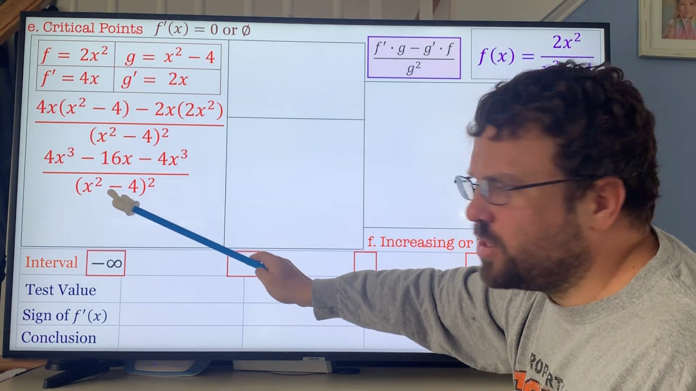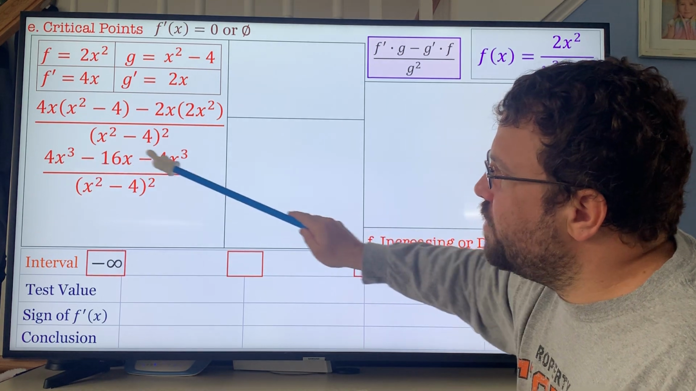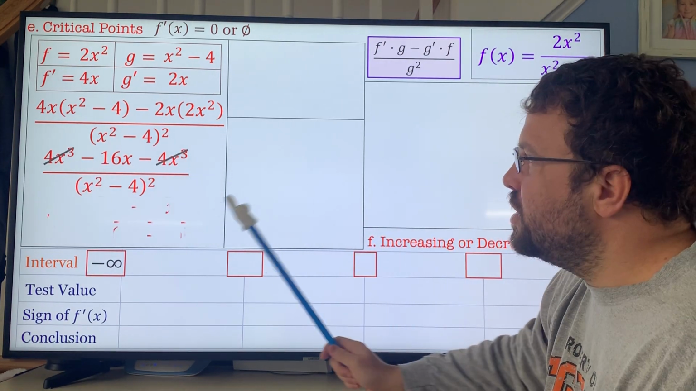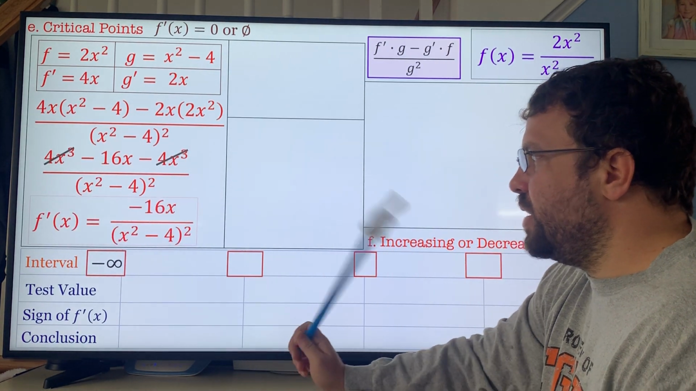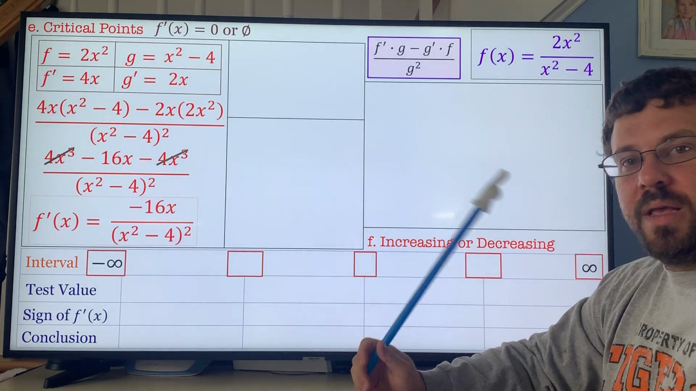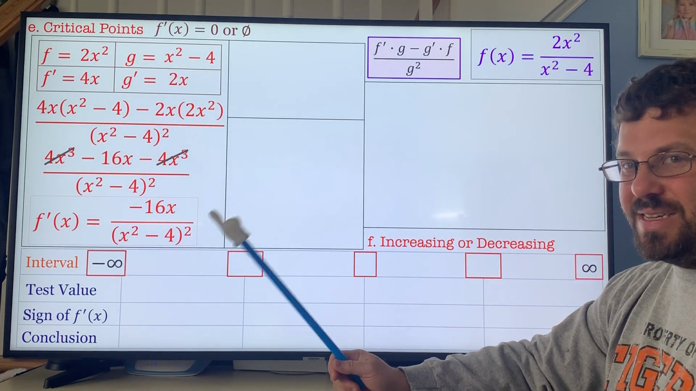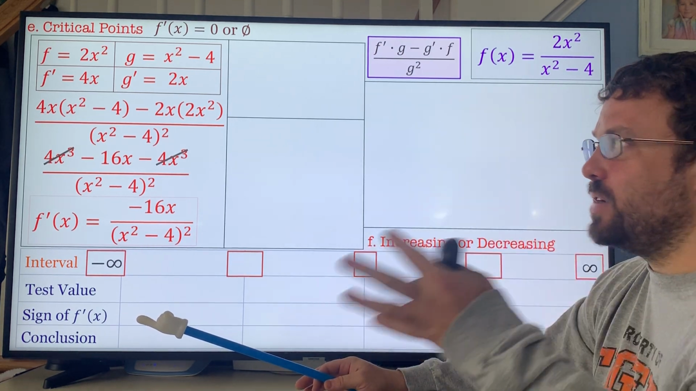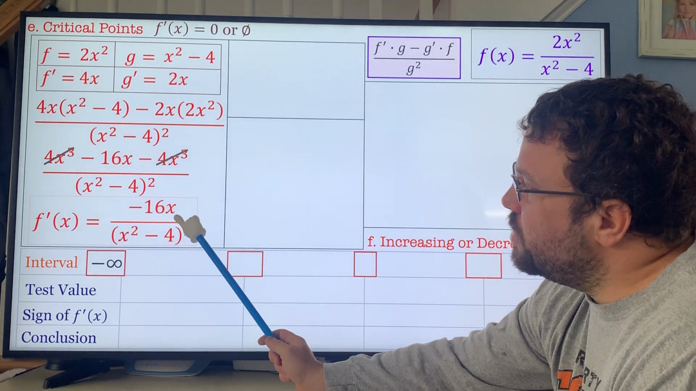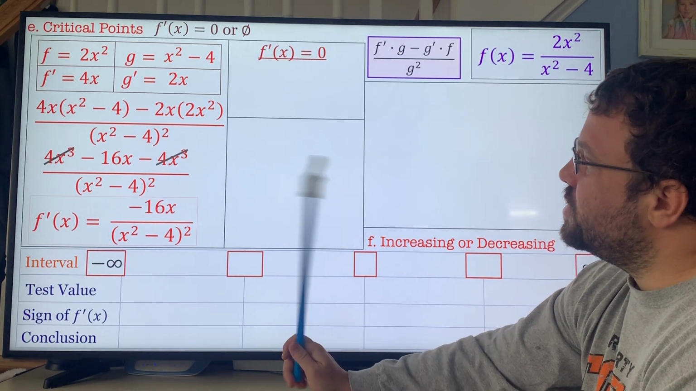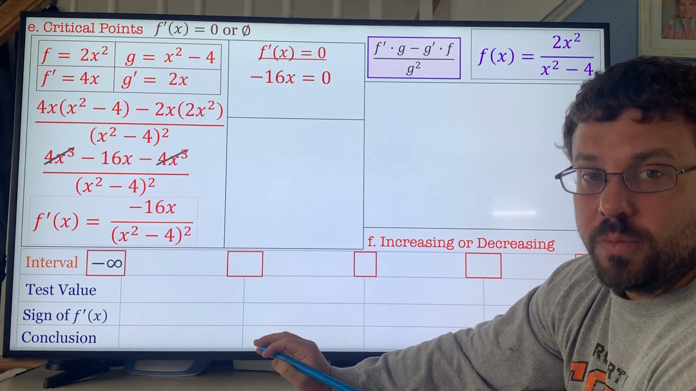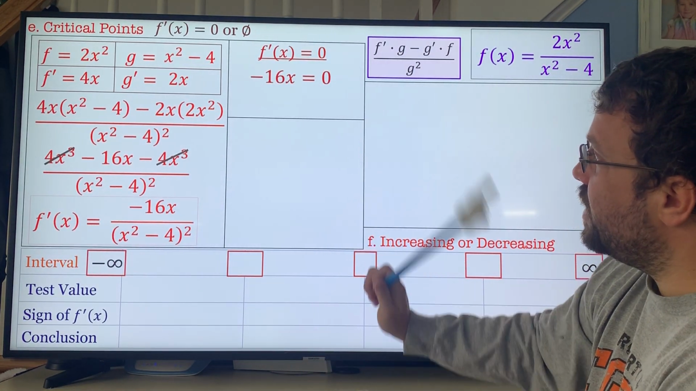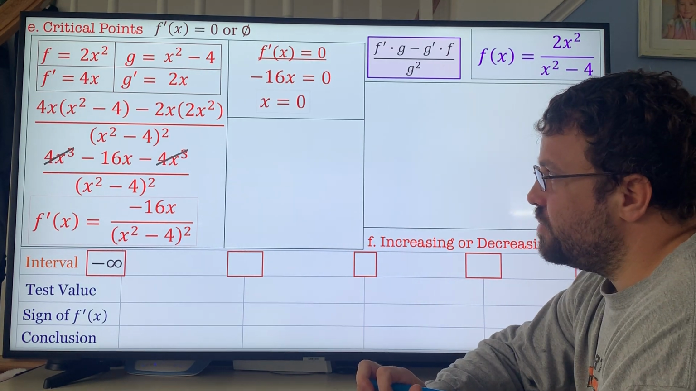Now, leave the g squared as g squared. 4x cubed minus 4x cubed cancels out. So you're left with negative 16x over x squared minus 4, squared. Not too bad. The first derivative is always easy. It's the second one, for the inflection points, that's annoying. So set this equal to 0. When you set it equal to 0, you set the numerator equal to 0. Divide by negative 16 and x equals 0.